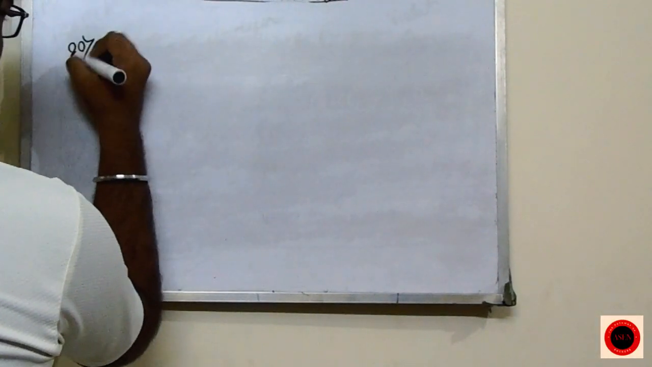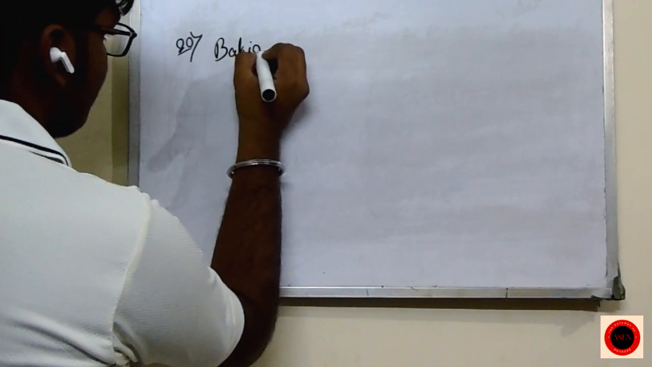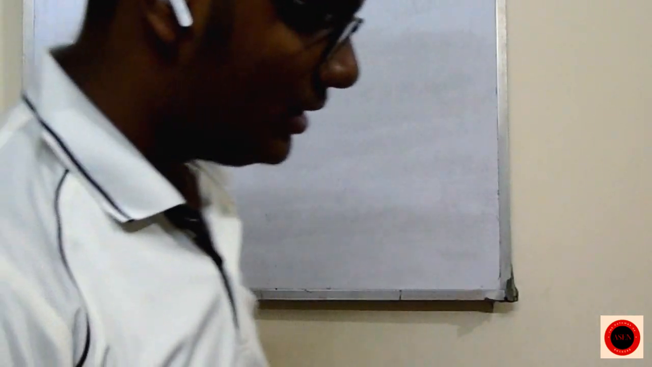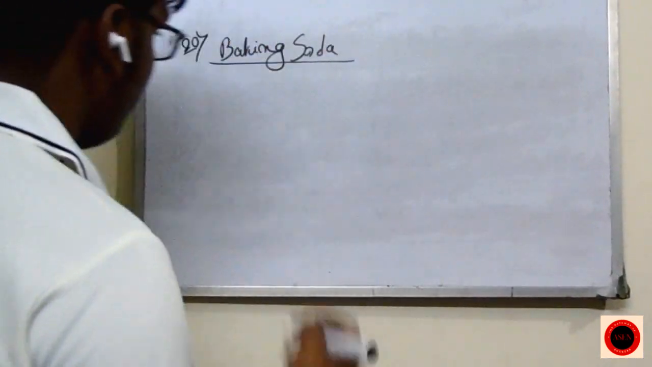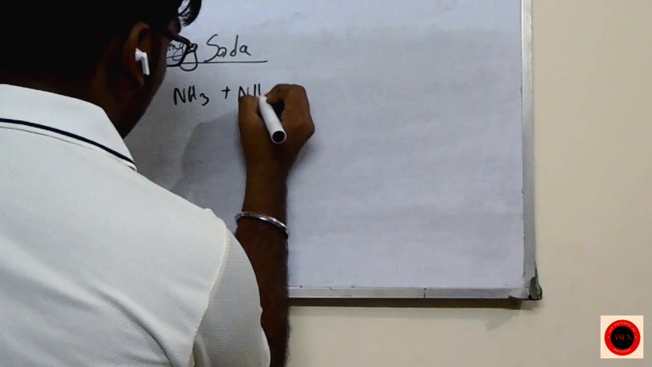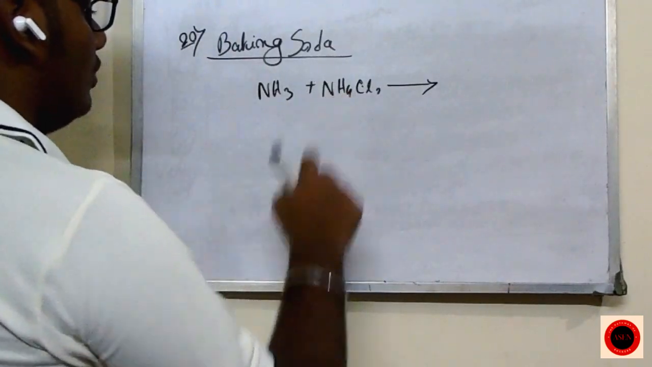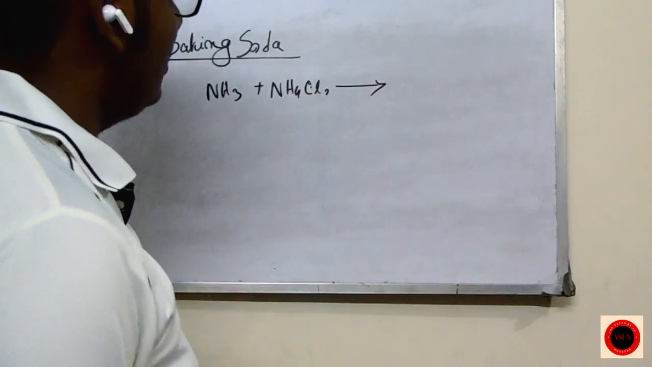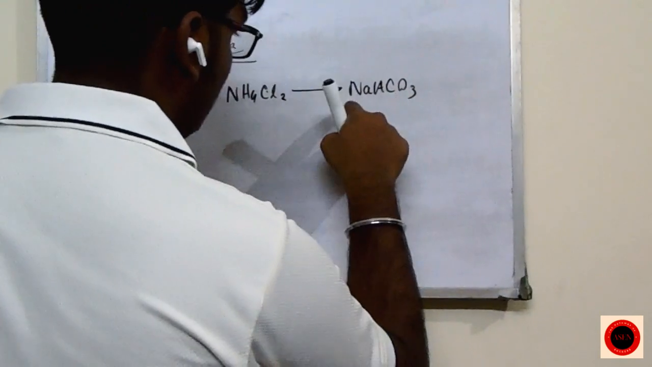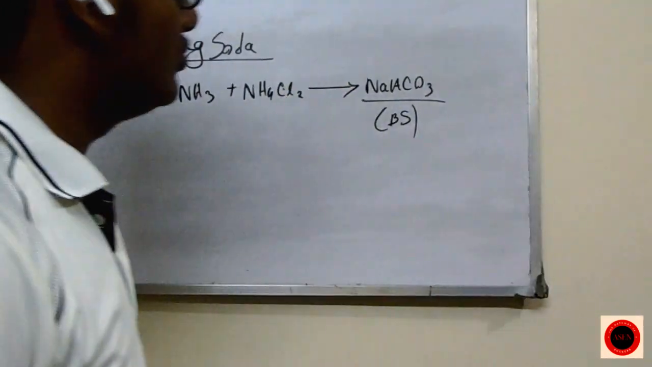So the next one is baking soda. NH3, that is ammonia, plus NH4Cl, that is ammonium chloride. NH3 plus NH4Cl is forming NaHCO3. That is baking soda. This is baking soda. Okay.